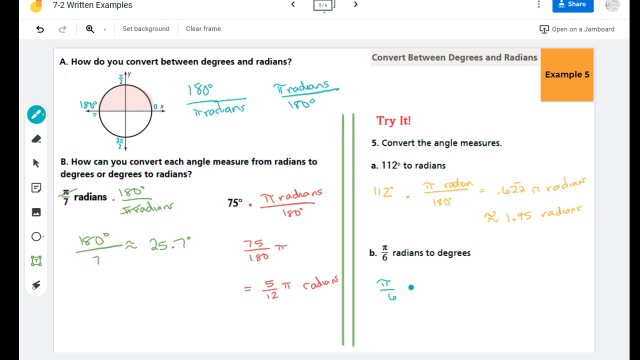Okay, so here we have pi over 6 radians, and we're multiplying to make it equal to degrees. So I want the one with the degrees on the top. All right, so my pi's cancel out, and I have 180 degrees divided by 6, which is 30 degrees.